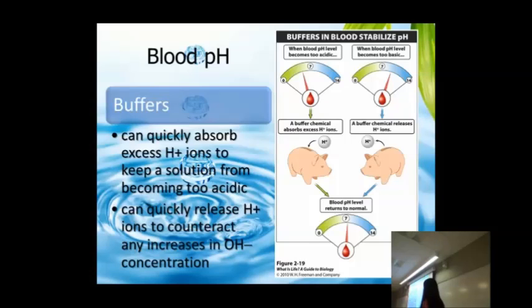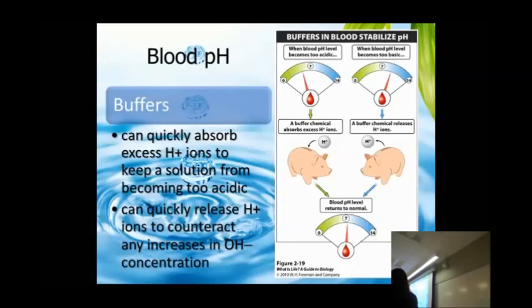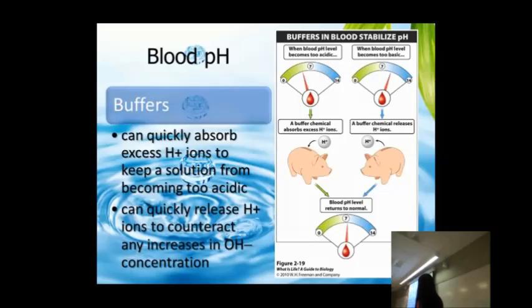Here, talking about blood pH, blood can quickly absorb excess H plus ions to keep a solution from becoming too acidic, and it can quickly release H plus ions to counteract any increases in OH minus concentration. If your blood becomes too acidic, then putting in one of these buffer chemicals is going to make it so that it returns to normal. When blood levels become too basic, other buffer chemicals are going to be released by your body in order to counteract those and return it to normal. If your body chemistry gets too far off in any direction, it can make you very sick, and you can definitely die from that.